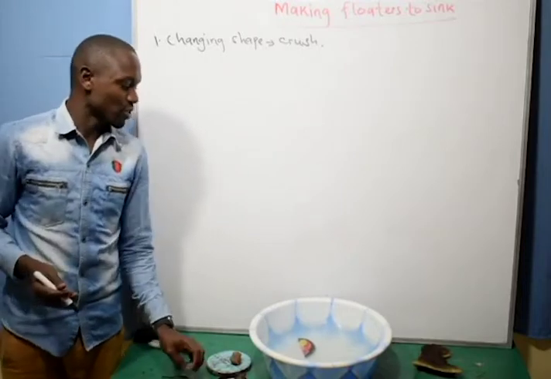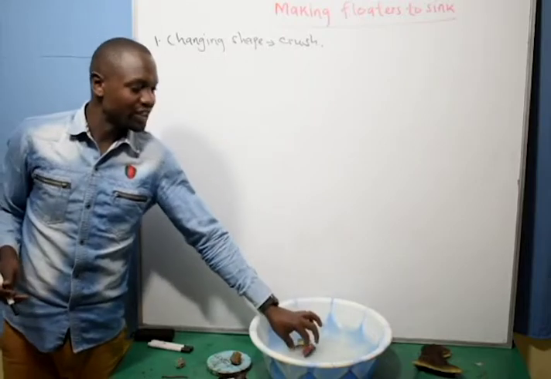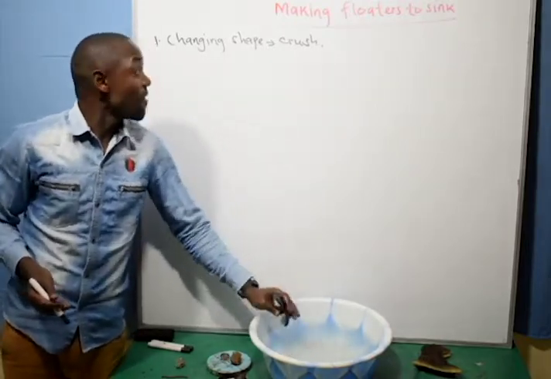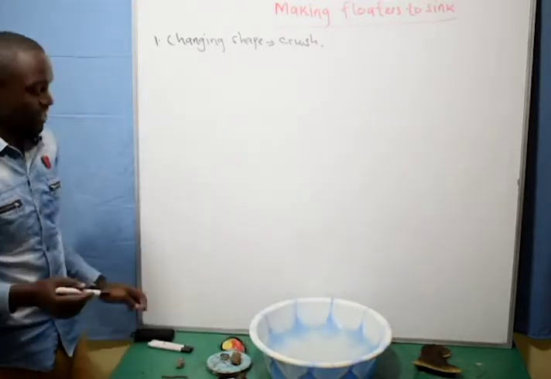Same to a bottle top. When we place a bottle top on water, it is going to float. But when we change its shape, it is going to sink. So one way of making floaters sink is by changing the shape.